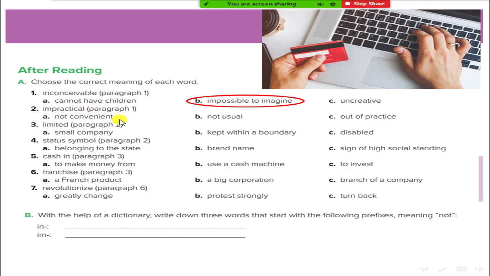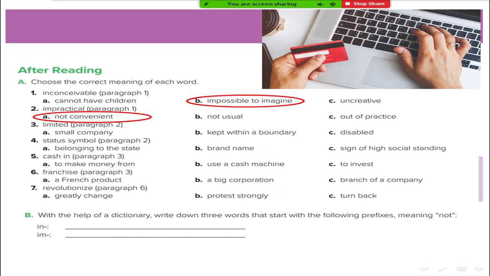Number 2. Impractical in paragraph 1. Okay, Yusuf. Not convenient. Yeah, not convenient. Very good. Thank you, Yusuf.